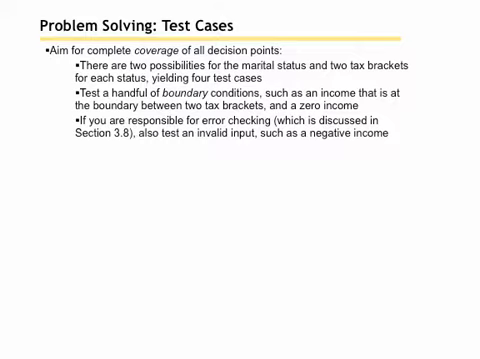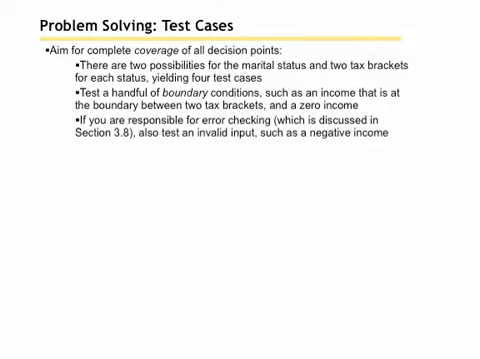So it's important when developing test cases to cover all decision points. There are two possibilities in our example from the last part with our tax table. There are two possibilities for the marital status and two tax brackets for each status, yielding 4 test cases.